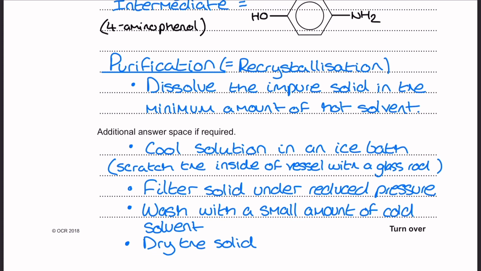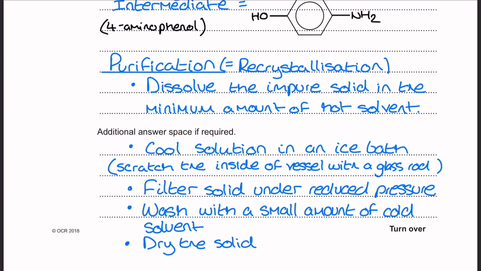So purification: dissolve the impure solid in the minimum amount of hot solvent, absolutely crucial. You would cool the solution in an ice bath, of course you would. Then, if you were in a practical and you weren't getting crystals, what you would do is scratch the inside of the vessel containing your solution that you're cooling down with a glass rod. Once you've then got a recrystallized pure solid, you would filter the solid under reduced pressure. You would wash the solid, and this would be on the filter paper in the Buchner funnel, with a small amount of cold solvent, and you would dry the solid as well.